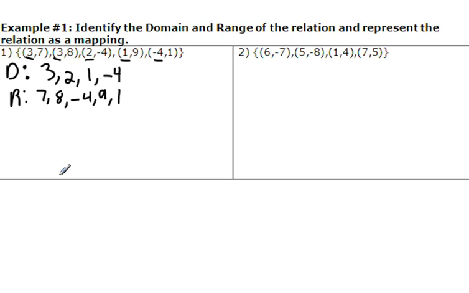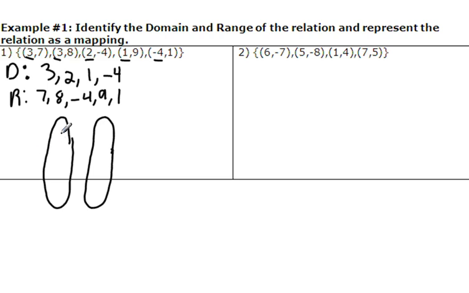Now represent the relation as a mapping. A mapping, what it does is it draws two ovals. In the first oval, you put all of your x values. Just like the domain, if any of your x values repeat, you only write it once. So I'm going to write 3, 2, 1, and -4.